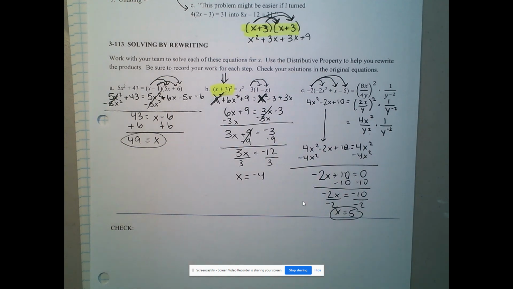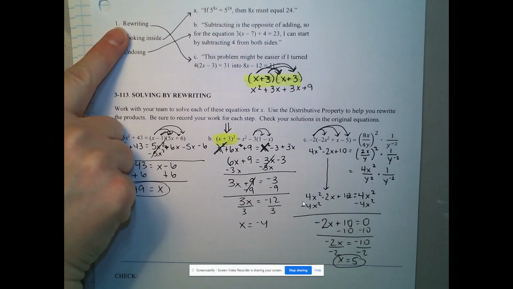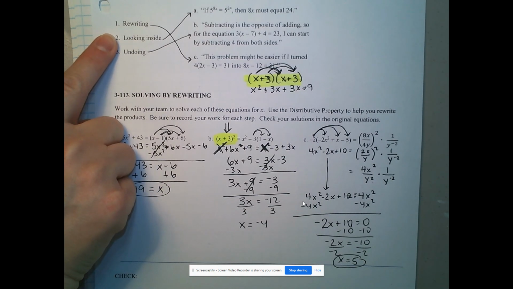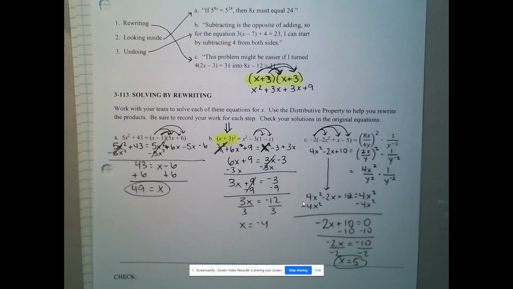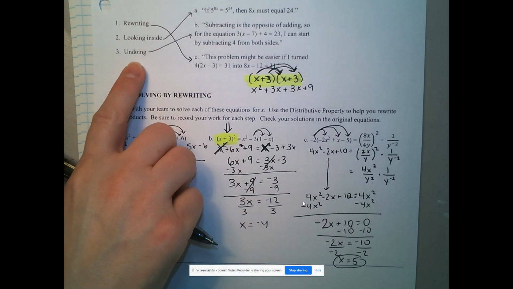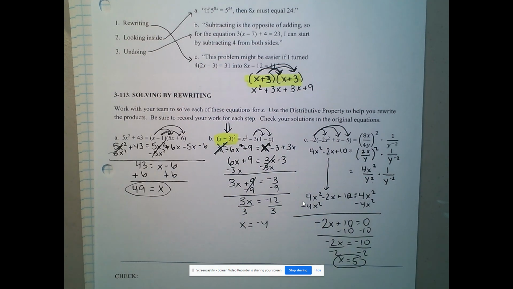So today what we have sort of expanded upon is the idea that there's multiple ways to solve problems. Rewriting, which is also the distributive property. Looking inside where you say, oh, this chunk inside the parentheses or this chunk in the exponent has to equal a certain number. And last is undoing, which is where you, instead of distributing, you immediately say, oh, instead of multiplying by that 4, I'm going to divide both sides by 4 and use inverse operations right away.